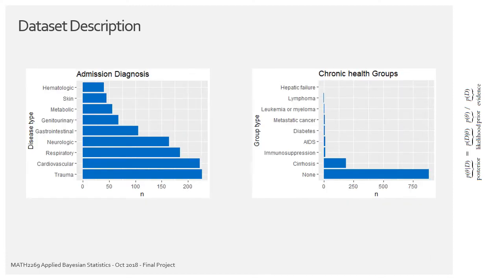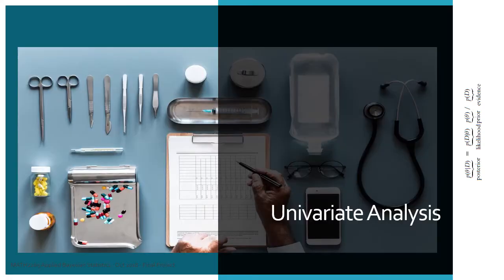As we can see from the admission diagnosis plot, most of the patients admitted to the hospital were diagnosed as having trauma or cardiovascular conditions, and the others are not much at all. The chronic health groups plot indicates that almost 80% of patients did not have any chronic health issues.